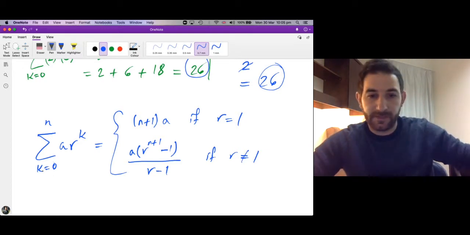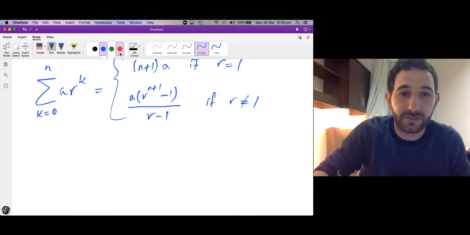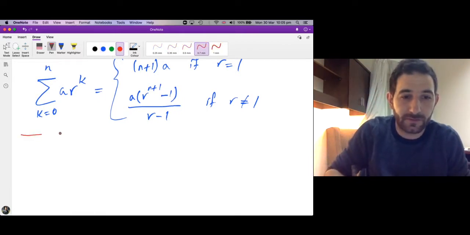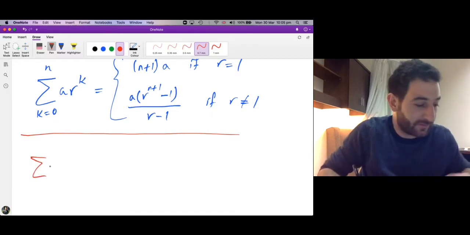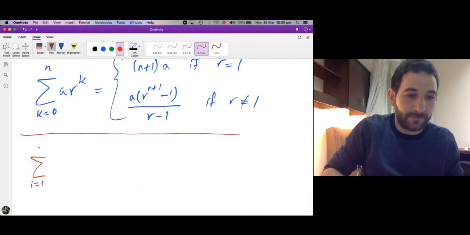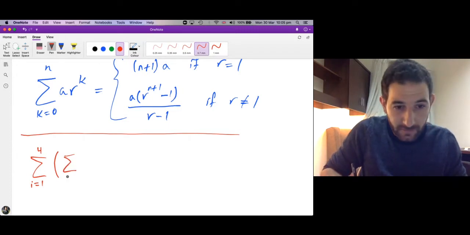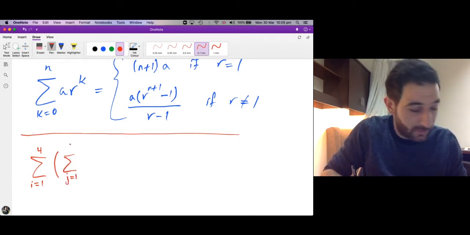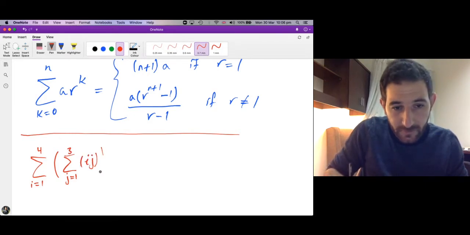Okay, now let's have a different example with a double summation. So let's have another example. This is an easy example. Find the summation where the index i ranges from 1 to 4 of the summation where j ranges from 1 to 3 and where the term is i times j.